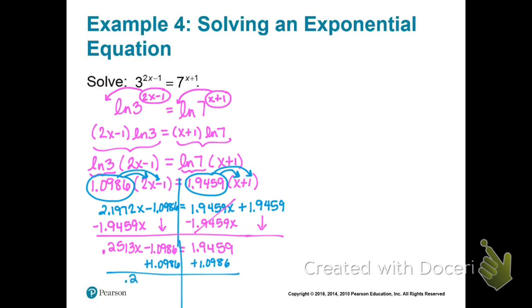So I got that 0.2513x, that cancels, equals 1.9459 plus 1.0986. So 3.0445, and then divide by the number in front of the x. So we're going to divide by 0.2513.